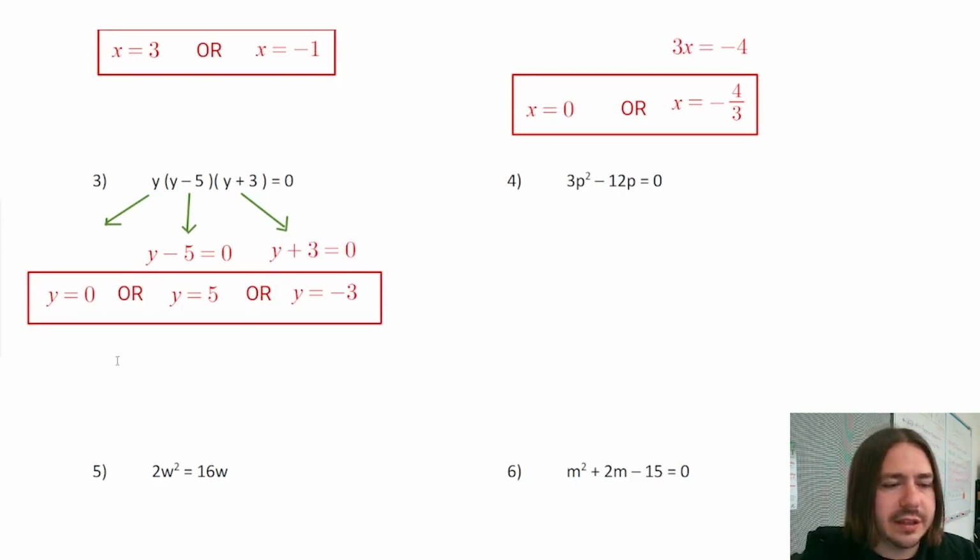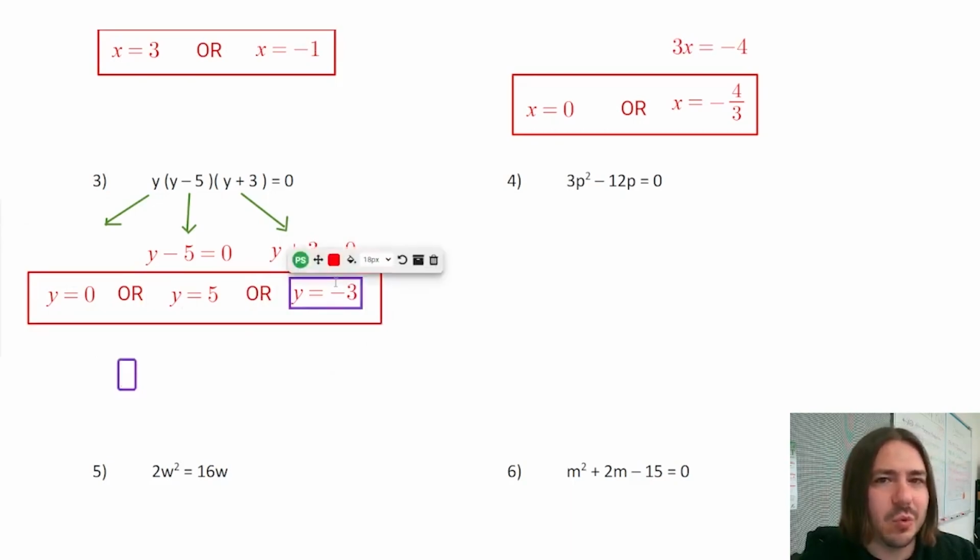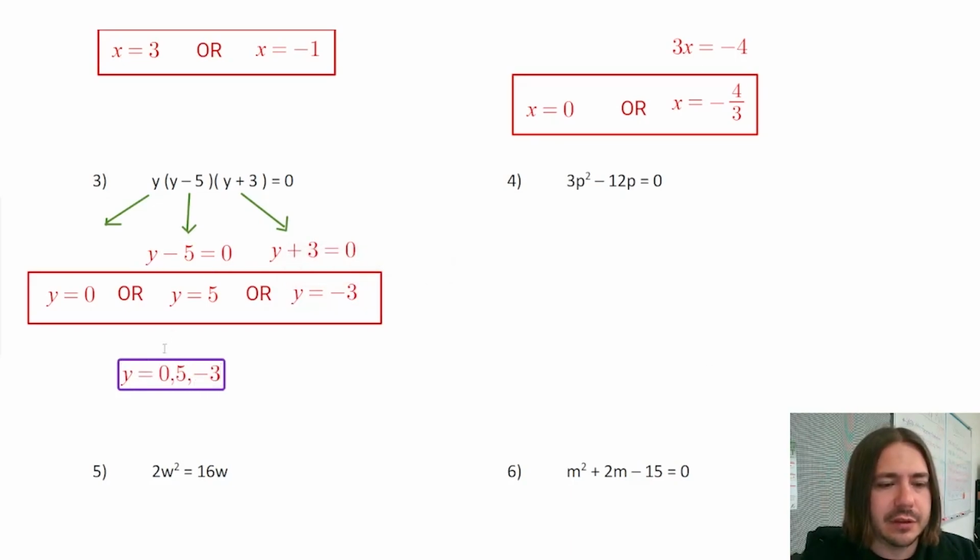Now you could just list this, especially once you start getting more than 2 solutions. It's definitely okay if you write it like this, like 0, 5, and negative 3. It's a little shorthand notation here, but I kind of get what you mean. You're allowed to write it like that if you want.